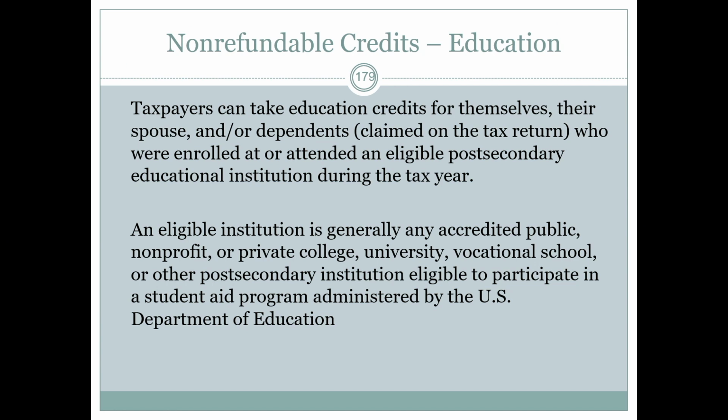Taxpayers can take education credits for themselves, their spouse, and or dependents claimed on the tax return who were enrolled at or attended an eligible post-secondary educational institution during the tax year. What is an eligible institution? An eligible institution is generally any accredited public, nonprofit, or private college, university, vocational school, or other post-secondary institution eligible to participate in a student aid program administered by the United States Department of Education.